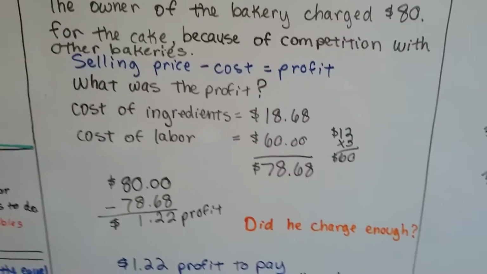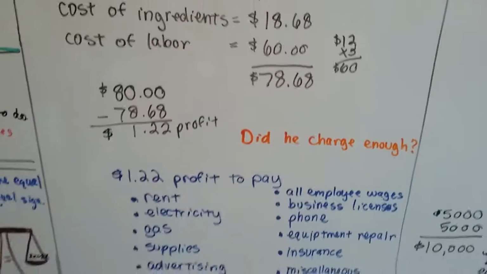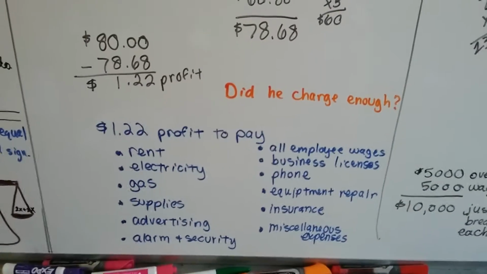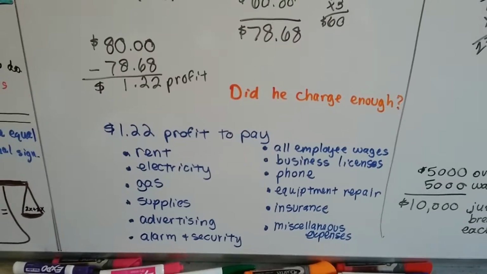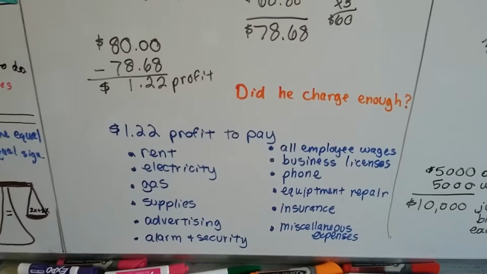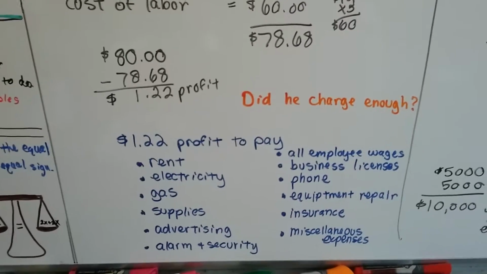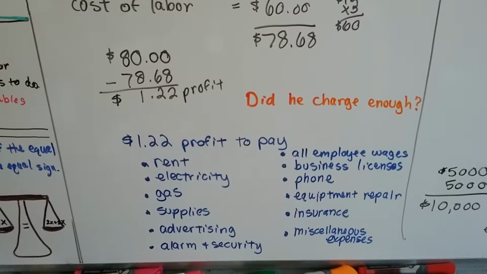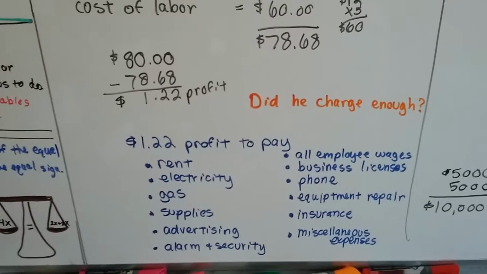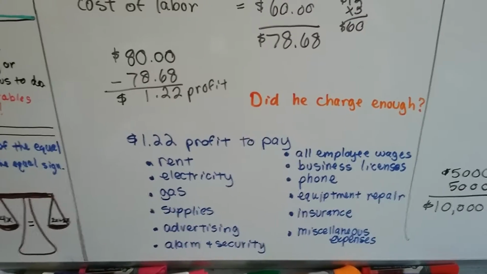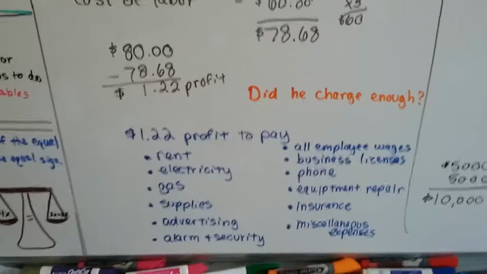Did he charge enough? Well, the $1.22 profit has to pay for his rent, electricity, gas, supplies, advertising, alarm and security, all the other employees' wages like the cashier and stuff, business licenses, phone, equipment repair, insurance for the building, miscellaneous expenses because he can't be open without insurance. So, did he charge enough?